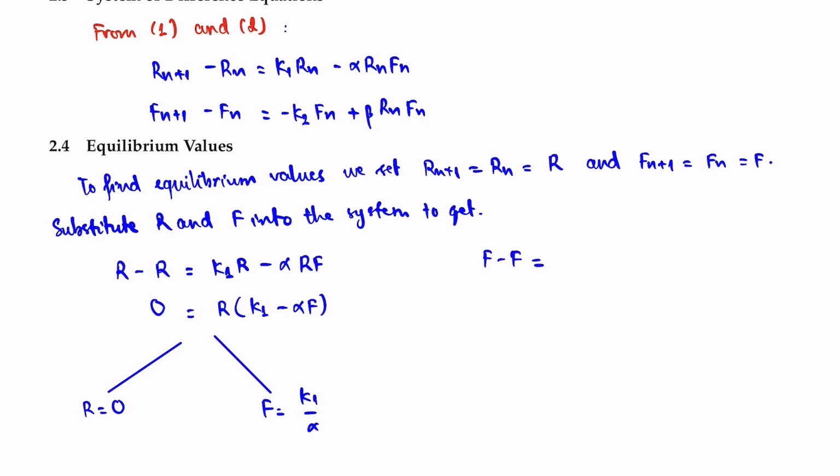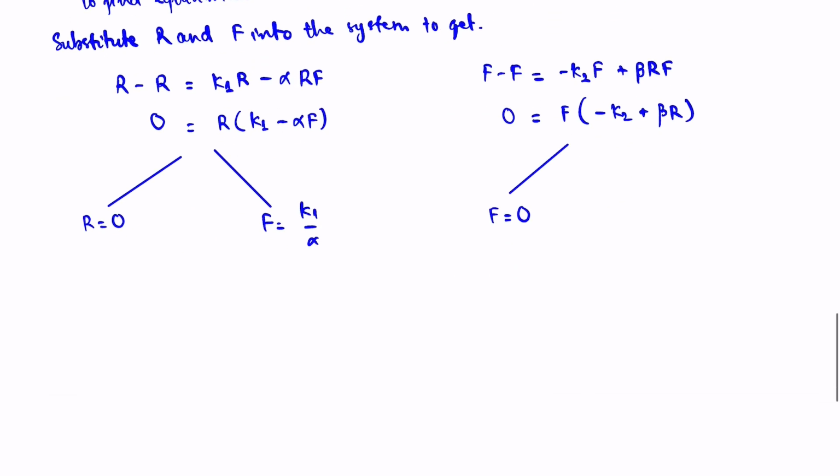Similarly, we substitute R and F into the second equation, and we get F minus F equal to negative k2 times F plus beta times R times F. On the left hand side, again, you get 0, and on the right hand side, F is a common factor, and you take F out, and you're left with negative k2 plus beta times R. From here, you get that either F is equal to 0 or R is equal to k2 over beta.